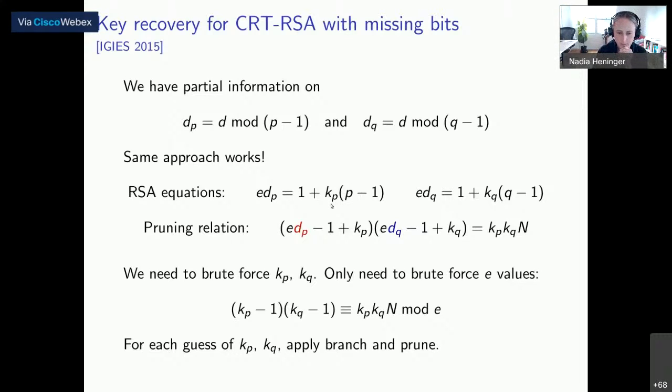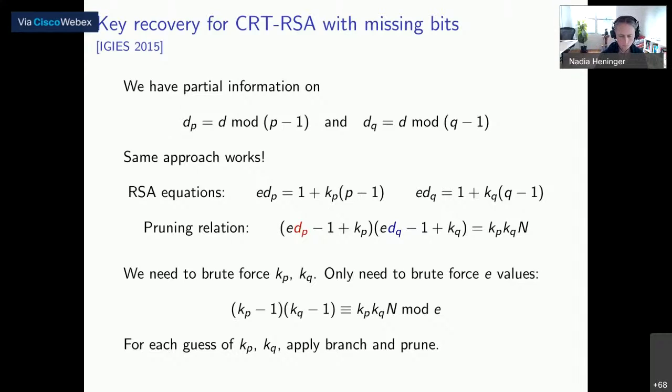but we have some new variables, kp and kq, that are the integers introduced by getting rid of the modular reduction in the relationship. And these are small. They're only e size. In theory, we need to brute force, say, e squared values. And I said e equals at most 65537, so that's at most 2 to the 32 values. But actually, it turns out that you only have to brute force 2 to the 16 values. And then for each of these 2 to the 16 values, you get a guess for what k sub p and k sub q are, and you can apply the branch and prune algorithm.